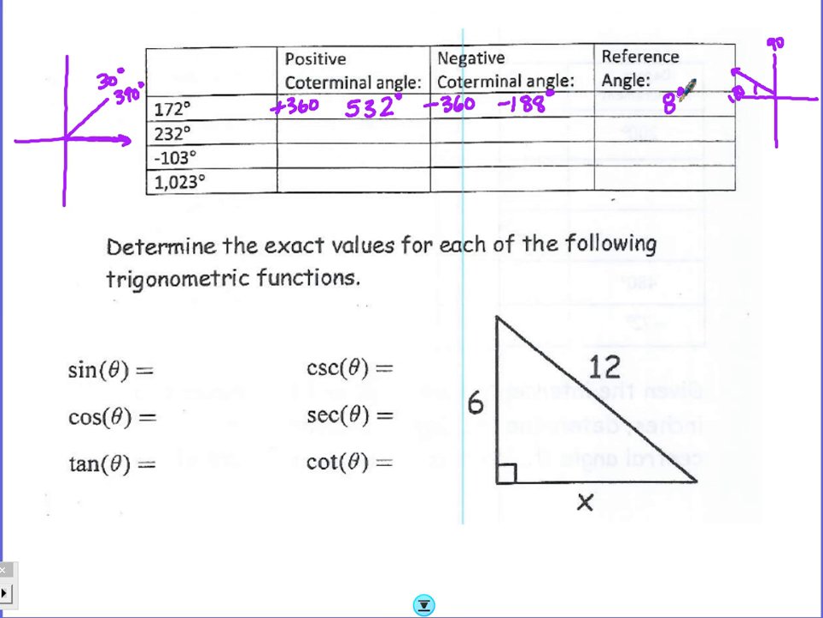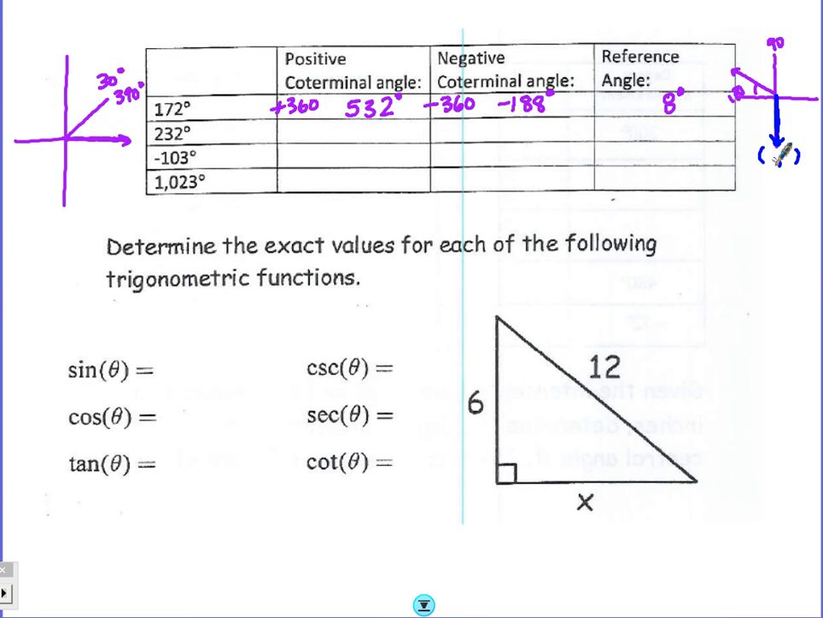So my reference angle would be 8 degrees. Reference angles are always positive, and they're always between 0 and 90. If I was on a quadrantal angle, meaning if I ended on an axis, then we wouldn't have a reference angle because there is no angle less than 90 degrees. We don't really need a reference angle because here we can figure out that point very simply.